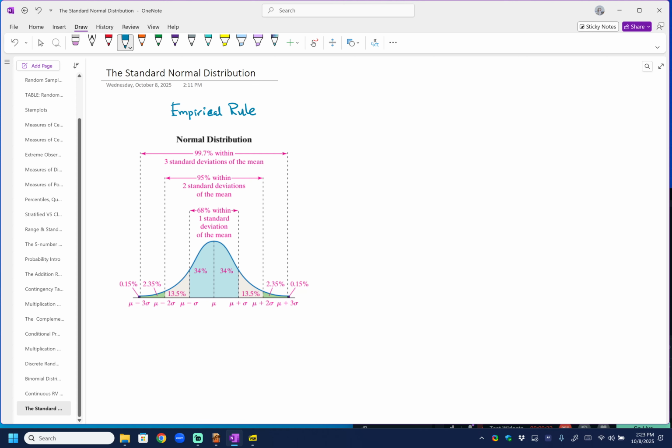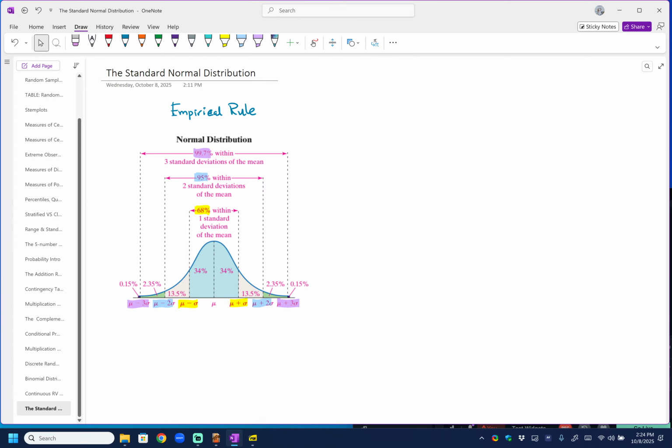For example, we knew that 68% of all observations fell within one standard deviation of the mean. We also knew that 95% of all observations under the curve fell within two standard deviations of the mean, and finally 99.7% of observations fall between three standard deviations of the mean.